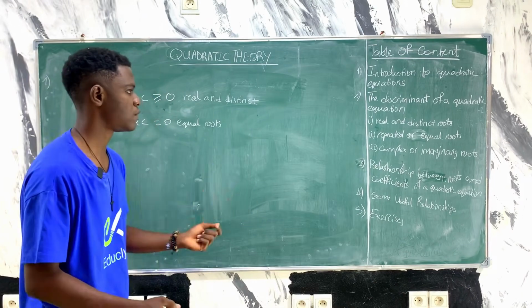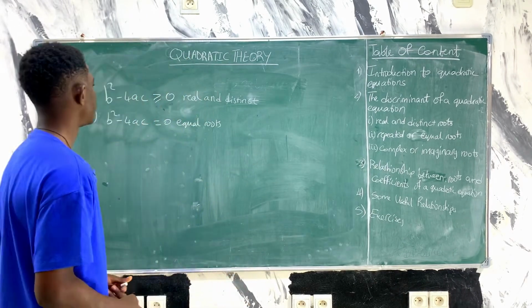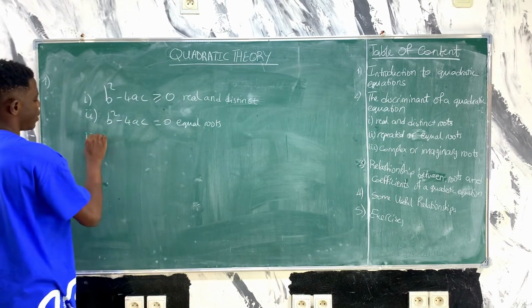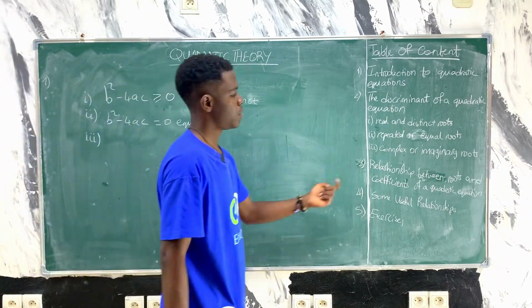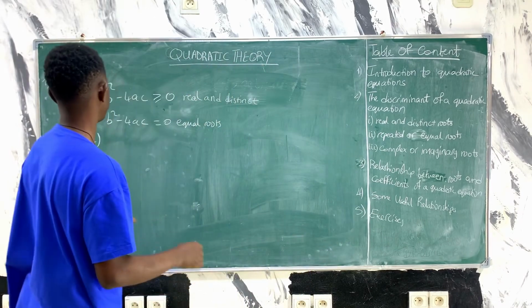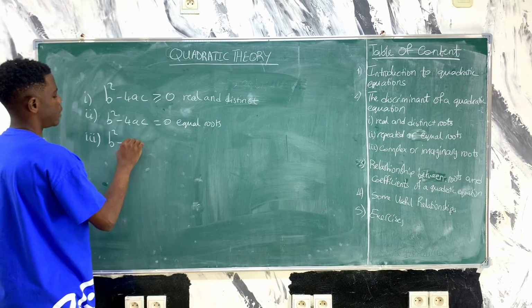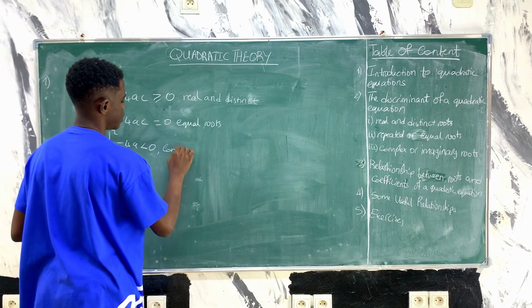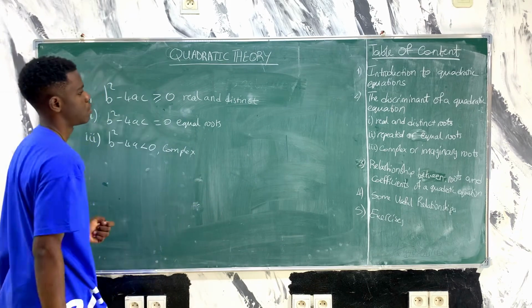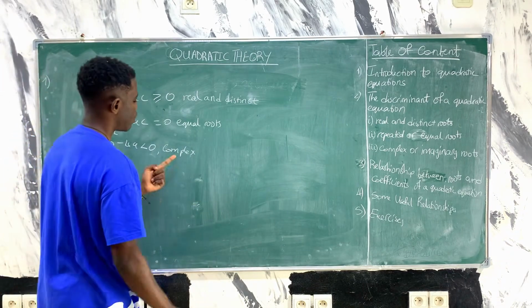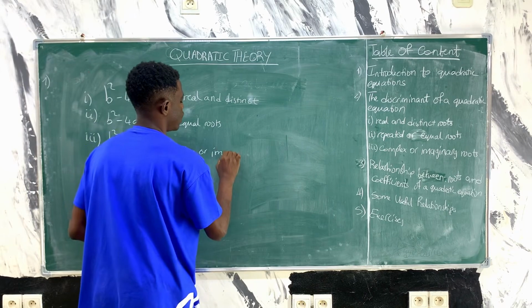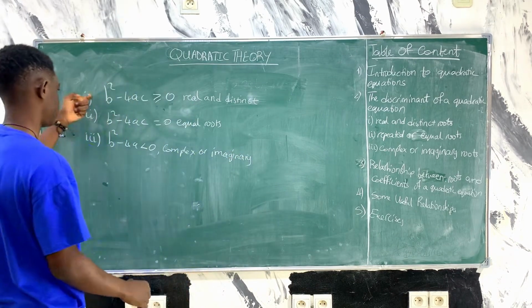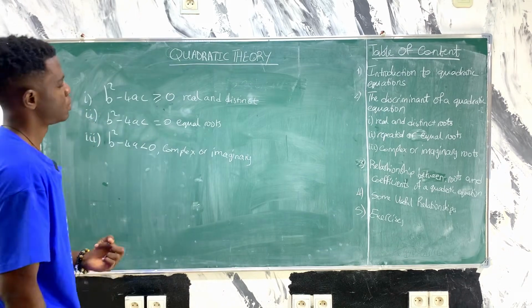So, let's just define all of them first. This is for equal roots or repeated roots. Here you have complex or imaginary roots. So, if b squared minus 4ac is less than 0, you have complex or imaginary roots. So, this is it.